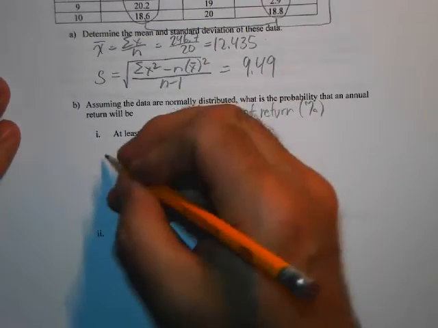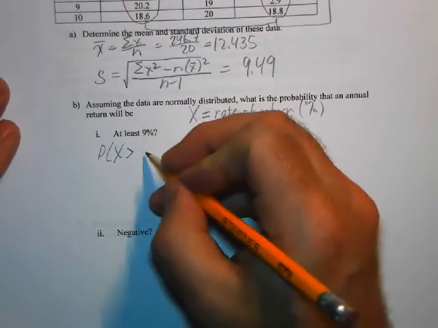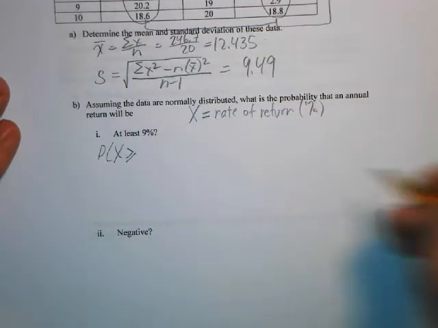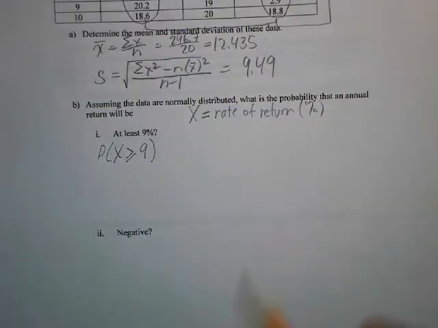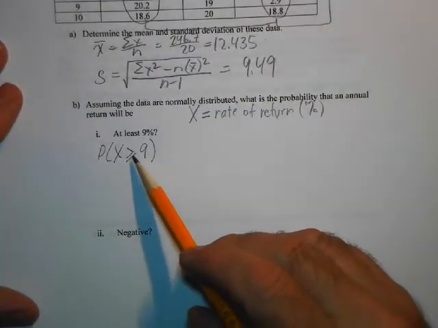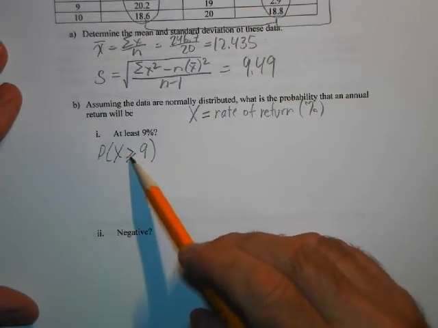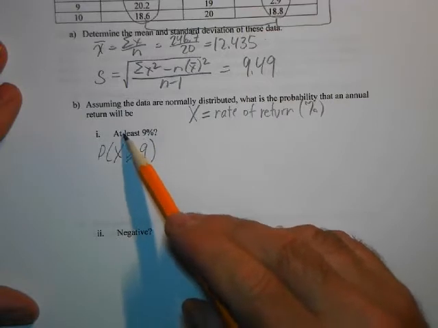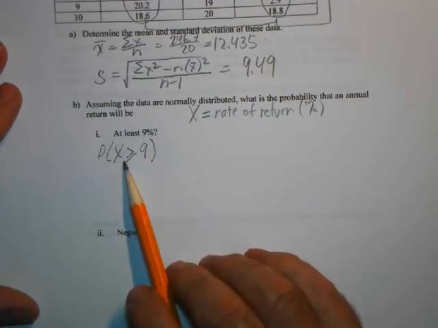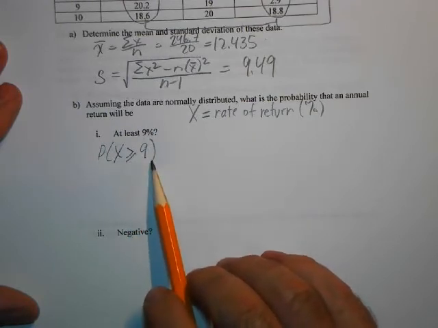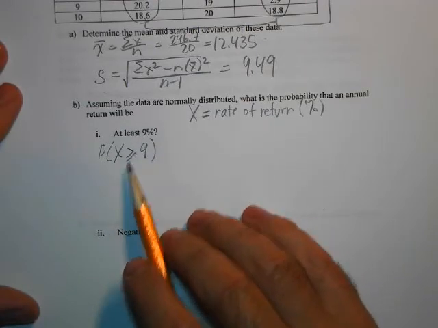So we're looking at the probability of x, the rate of return, at least, so greater than or equal to 9. And if you remember my examples from the last lesson, this equal sign doesn't really have an impact. At least is greater than or equal to, but if the question had changed to more than 9%, and I put a greater than sign there, it doesn't make any difference at all in the calculation. You could either put it there or not.